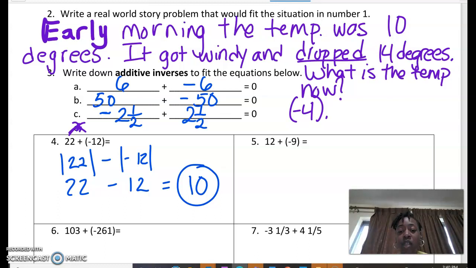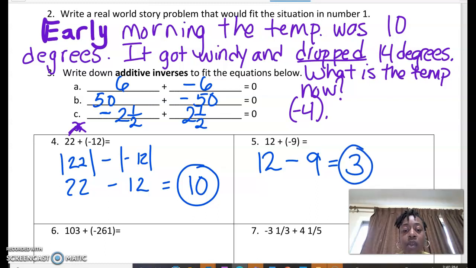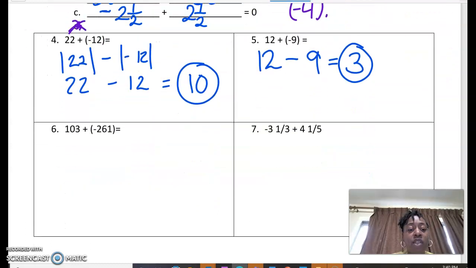Same instance for number 5, 12 plus negative 9. So I'm going to take the absolute value of 12, which is 12. I'm going to take the absolute value of negative 9, which is 9, and I'm going to subtract them. So 12 minus 9, and that gives me 3. That's number 5. All right, same thing for number 6.